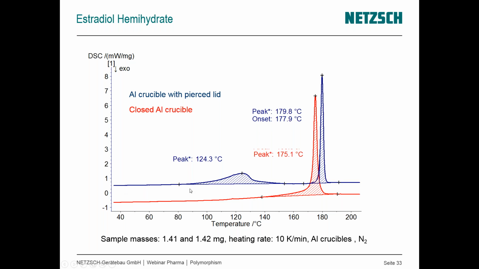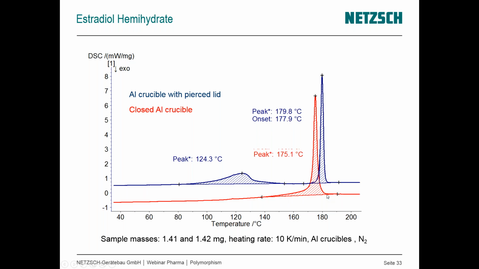This is where the way that we run our material is very, very critical. So if I run my material in an aluminum crucible with a pierced lid that is open to the environment, the water can evaporate. I have what we just saw. We have the evaporation followed by crystallization. If I run this in a closed aluminum crucible, in which case the water has nowhere to go, that it's retained there within the crystal lattice, then I have a more broad melting peak influenced by the water that's present.